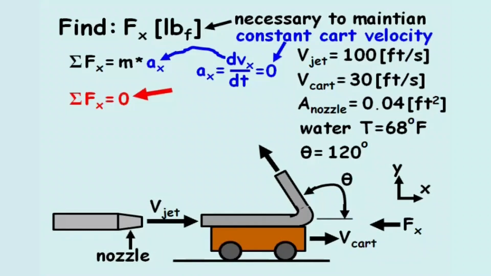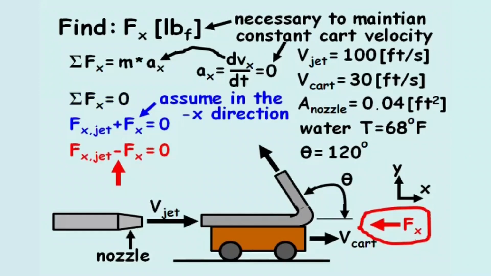These forces include the force from the hydraulic jet and the resisting force, Fx. Since we'll assume Fx is in the negative x direction, we'll switch the sign of Fx in our force balance equation. This makes the horizontal force, Fx, equal to the horizontal force exerted on the cart by the hydraulic jet.